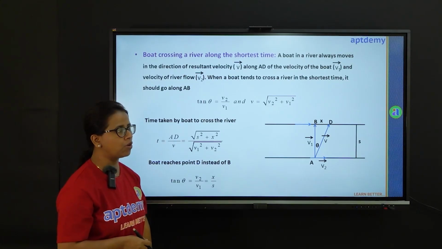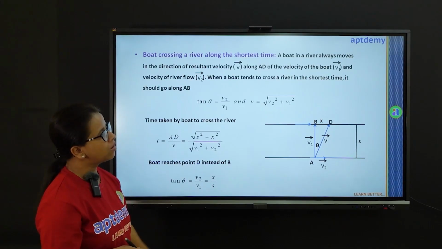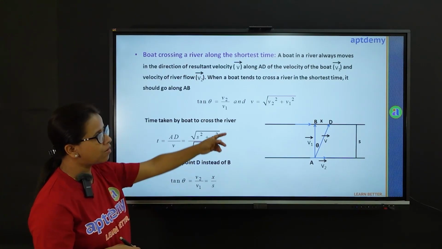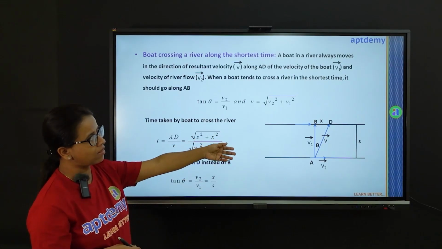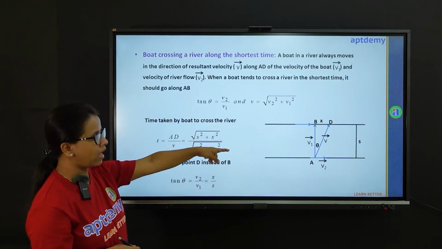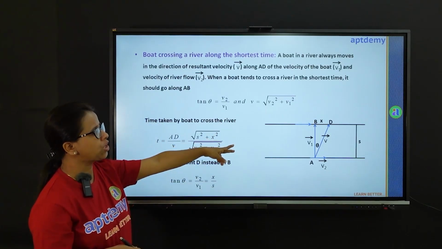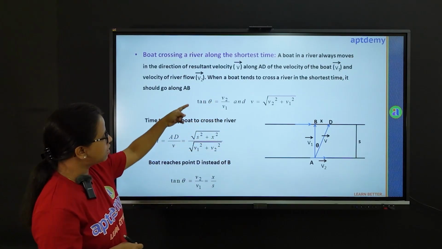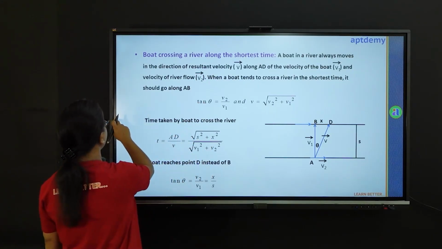Tan theta is equal to perpendicular by base, that is BD by base, which is AB. So we can see BD has been considered to be x here. So we can write tan theta as equal to x by V1 or x by S. S is the width of the river. We can also write an expression for tan theta as V2 by V1. So these two formulas hold good, and they actually represent the same thing.